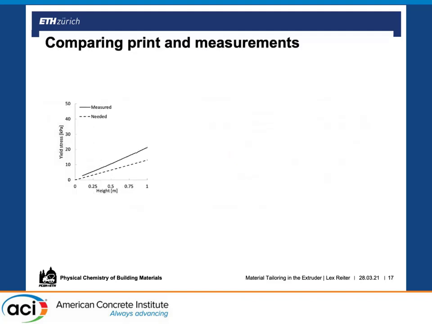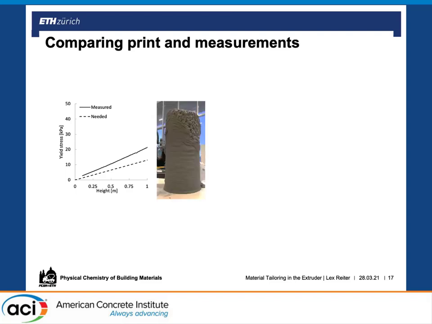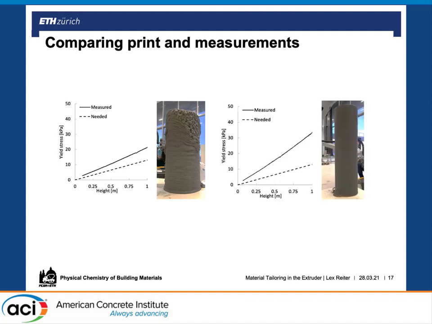Now we tried to compare our measurements with what we managed to print. So we measured the yield stress evolution, that's the full line, and the dashed line is what we need from the process. And this would tell us that actually the printing should work. And the hollow cylinder is also standing, but after some amount of time, the deformations are just too much and we get a very bad surface quality. Whereas by just slightly increasing the amount of strength buildup, we get a perfect print.